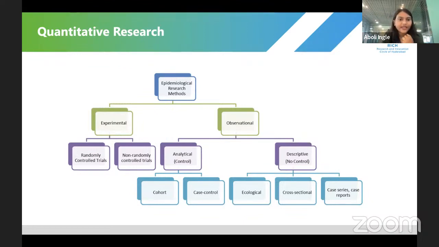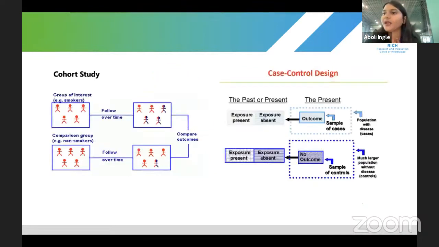So analytical has cohort and case control approaches. A cohort study is basically where we try to understand the relationship between exposure and outcome.